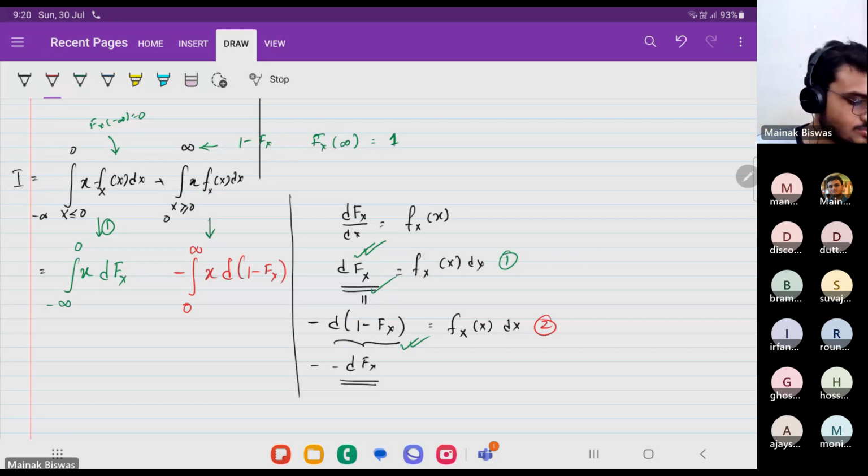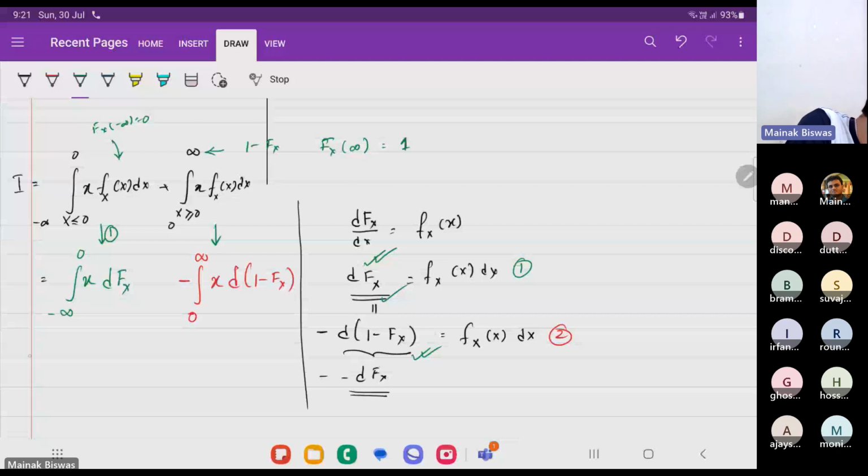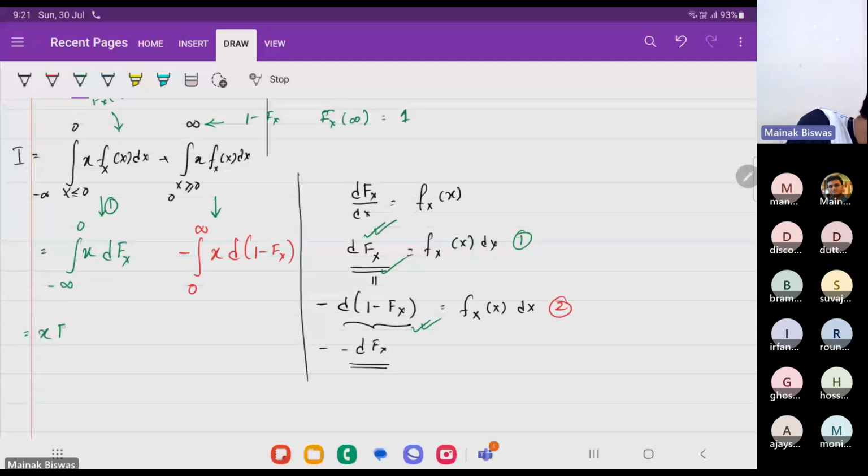Correct? Yes. So now what will you do? Tell me. Now you know what to do. Very simple. Give me the idea. I'll give you a hint. This is the question that in every board exam had one question from this. This is a hint. Integration by parts? Integration by parts, yes. Correct. So first one will be x F(x). If you take the integral of a derivative, it's just F(x).